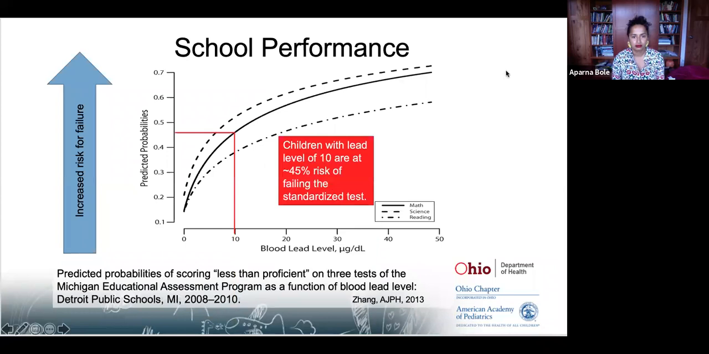So that box on the last slide is calling out that at a blood lead level of 10, there's a 45% increased risk of failing standardized tests. And the three lines here are math, science, and reading. Next slide, please.